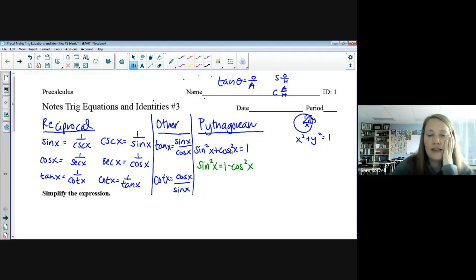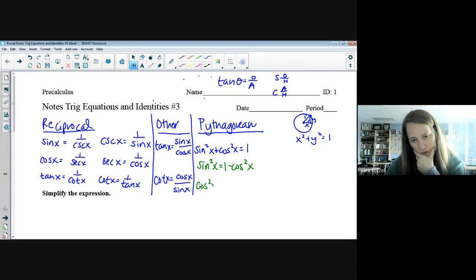So we can rewrite these to make it fit whatever we need. If you're trying to replace sine squared and change it into cosines, you'll just subtract the cosine over. So you have 1 minus cosine squared. And the same way we can write cosine squared: cosine squared x is going to be 1 minus sine squared. So that's how we would rewrite the first one.